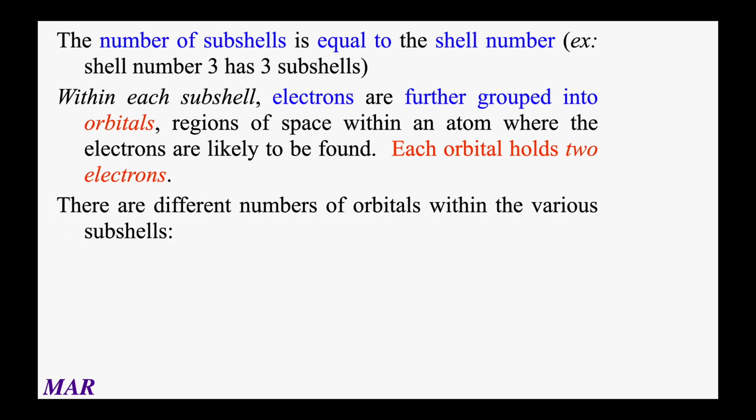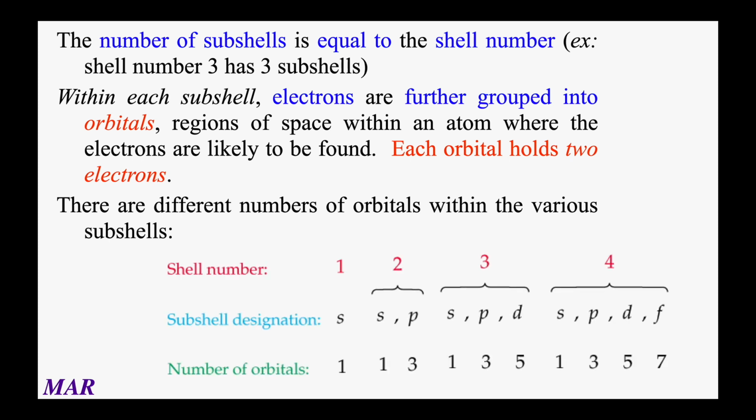There's a different number of orbitals within the various subshells. Using the real world analogy, there are a different number of rooms between the different levels, the subshells, of the dorm's shells. So here's our thing once again. The first shell has only 1 subshell, the S, and there's only 1 room. So the first dorm has just 1 level and 1 room, or the first shell has just an S subshell with 1 orbital.